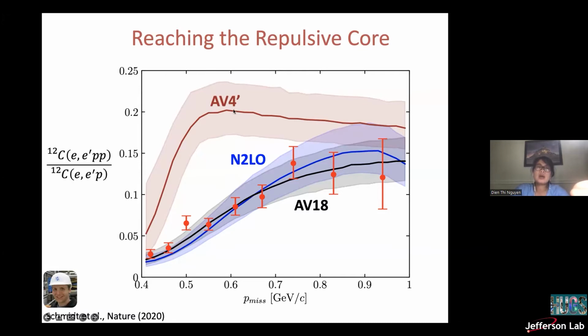We do the calculation with AV4 as a closer test. We definitely see that if it does not include a tensor part in the NN interaction, it is not able to capture the data. So that is another kind of closure test to see that the transition from the tensor to scalar is really described well in the calculation.